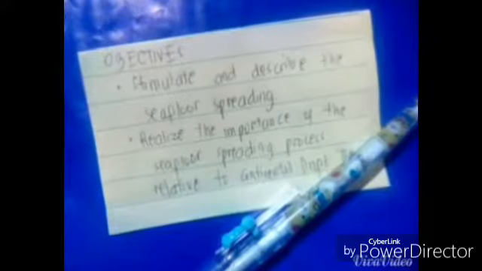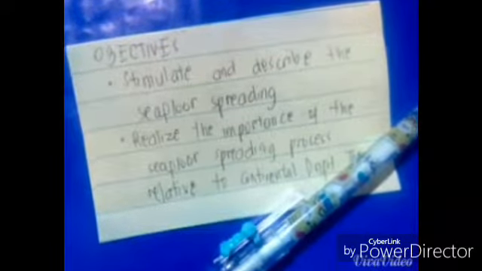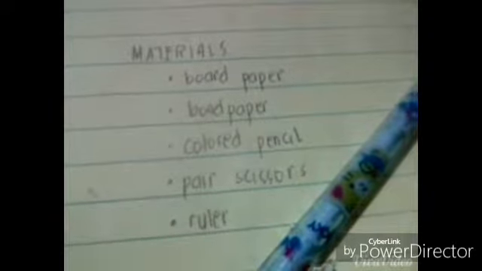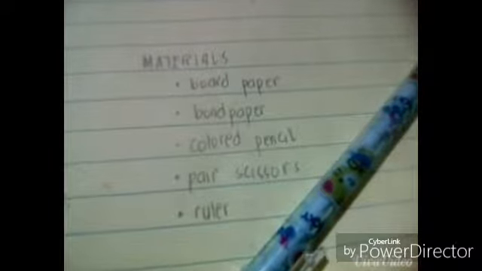To further explore what happens deep under the ocean at the mid-Atlantic ridge, let's try the activity. Activity 5, entitled Split and Separate. The objectives are: simulate and describe the seafloor spreading process, and then realize the importance of the seafloor spreading process relative to the continental drift theory. The materials in this activity are board paper, bond paper, colored pencils, a pair of scissors, and a ruler.